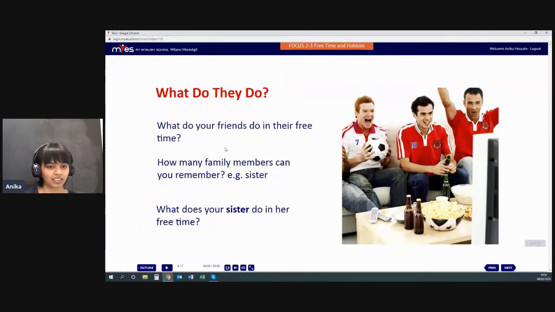My best friend loves traveling in her free time. She has been to many countries and she loves traveling. What about your friends? Notice that when you use the third person singular, your verb changes. For example, my friend loves traveling and not love traveling.